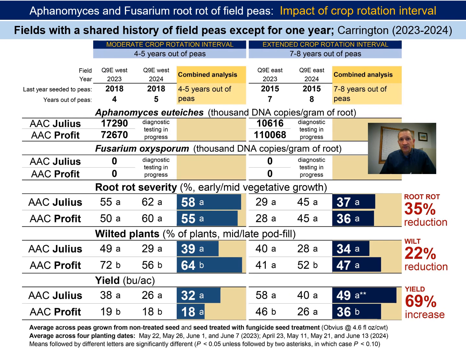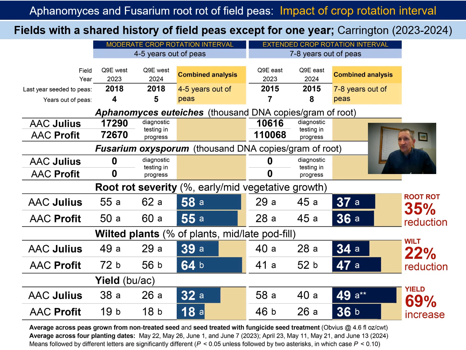So we have another field where we did this. This is a field we call Q9E. Now, we ran studies on the western part of the field where we had some small plot studies back in 2018. And then we ran studies on the eastern part of the field that hadn't seen peas since the last time the entire field was cropped to peas in 2015. And what you see is the same story as in field 18. That longer crop rotation interval helped us a lot with our root rot management. And again, variety selection helped us too.